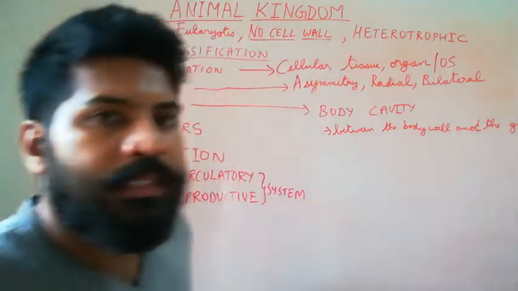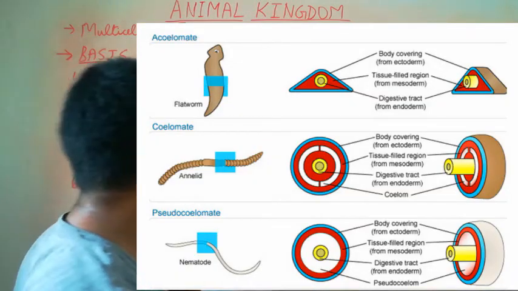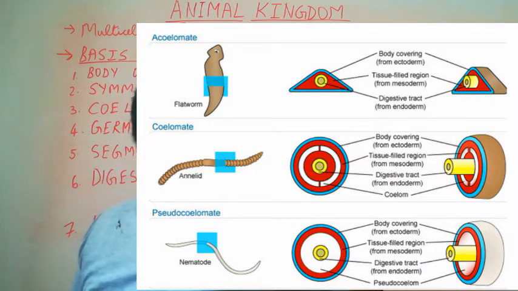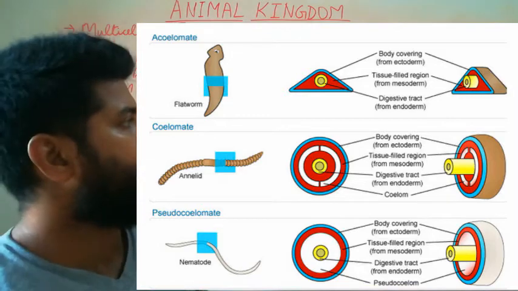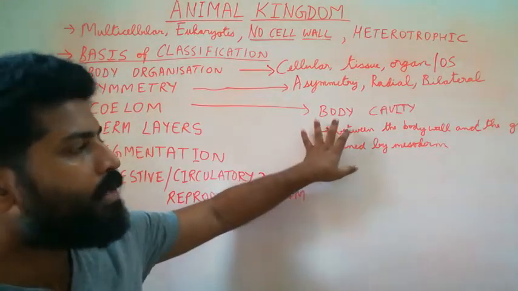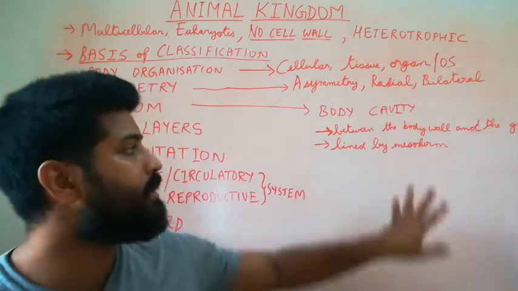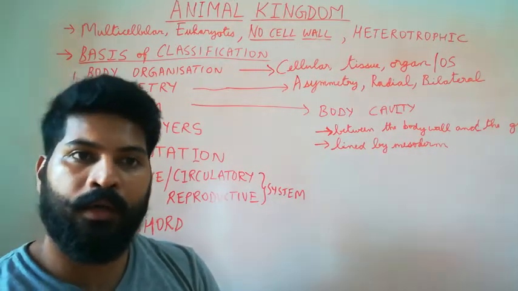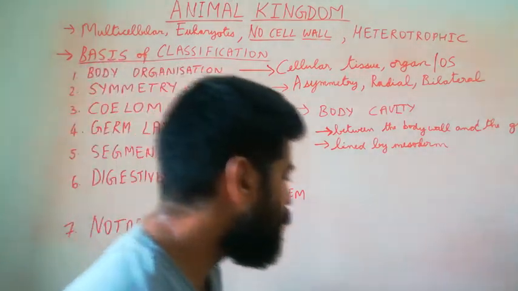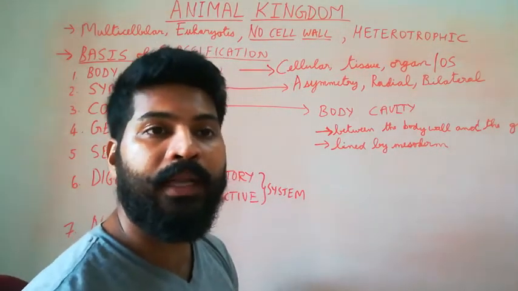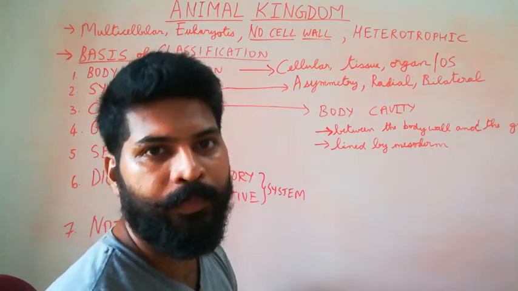As you can see in the diagram very clearly, this coelom is lined by mesoderm. So that is what is called a body cavity or a coelom, present between the body wall and the gut, which is lined by the mesoderm. Now, some animals have a coelom, some do not have a coelom, and some exhibit a false coelom.